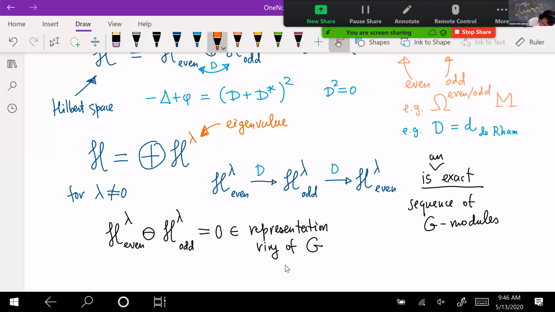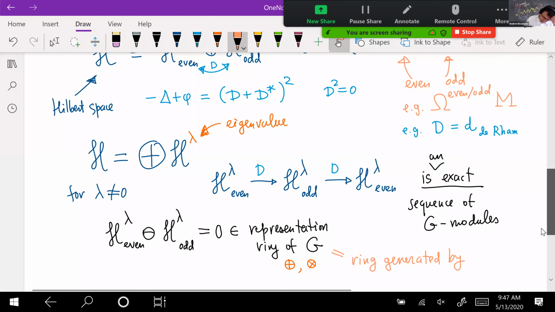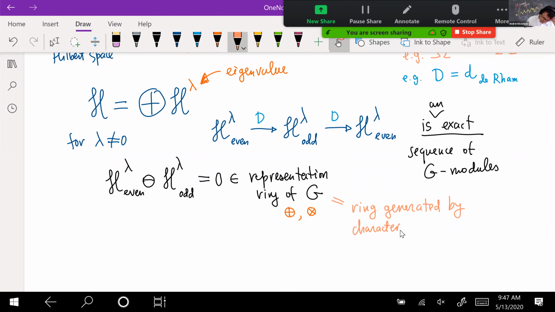The representation ring is a ring spanned by irreps. It is a ring with respect to direct sum and formal inverse, the direct difference, and the product being the tensor product of representations. This is the same as the ring of characters of G. If G is, say, a unitary group, then you take integer linear combinations of symmetric polynomials in x, where you should think of these as the eigenvalues of a matrix. Anyway, that's a zero.